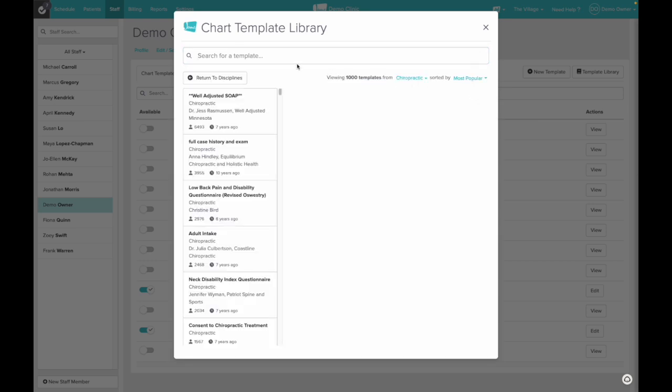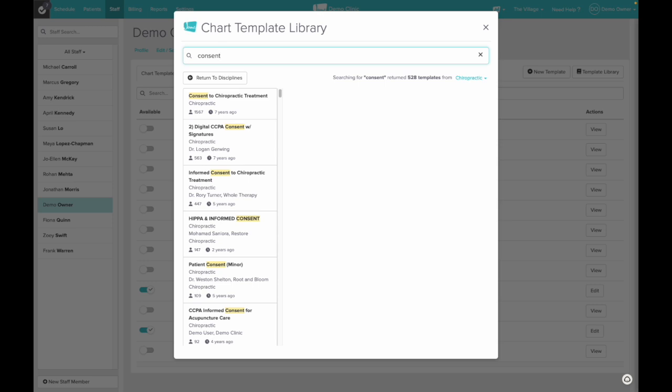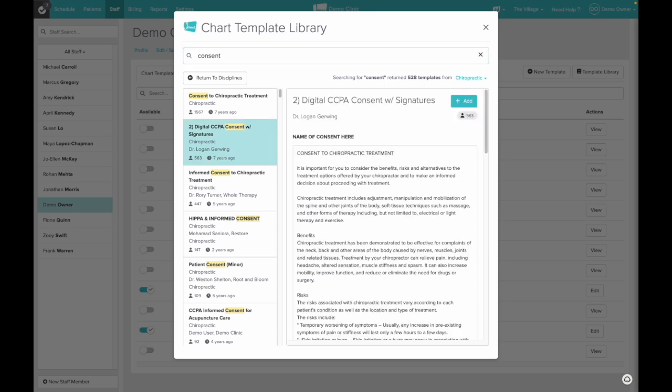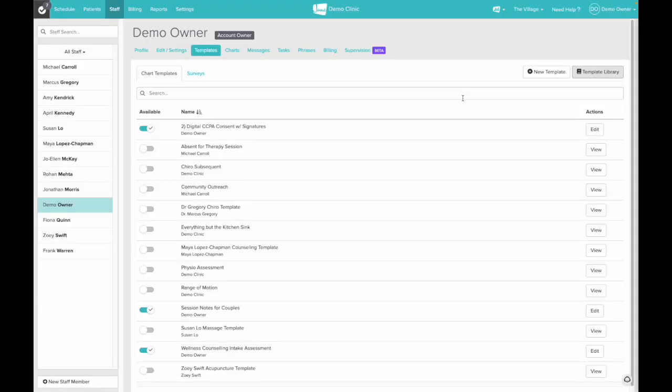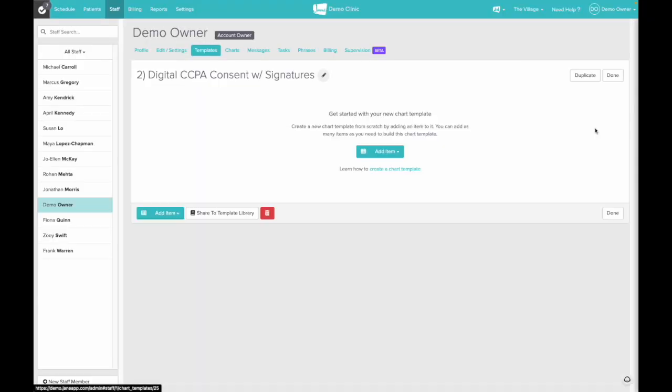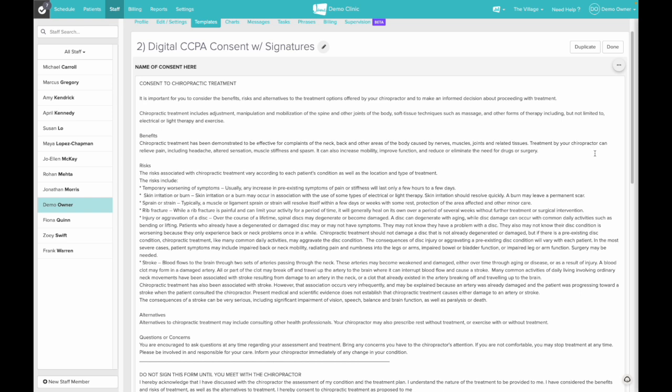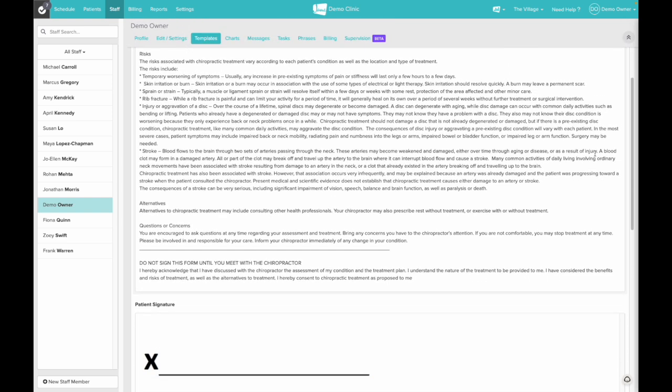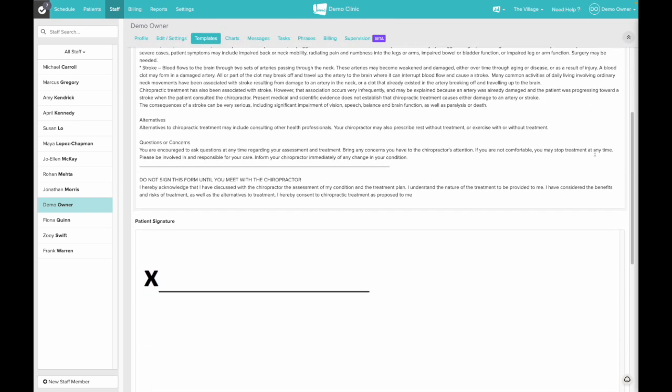Now, as any chiropractor, the first thing that we need to do is consent. By typing this in, we can see already pre-populated consent forms, several hundred of them to be specific, but we're going to be focusing on the CCPA, the Canadian Chiropractic Protection Agency consent form, which is the standard consent form used across Canada. And then we'll add that. Now, what we can do is view it inside of our templates, and it covers the benefits, the risks that are associated with chiropractic treatment, alternatives, and the patient's signature and the practitioner's signature.